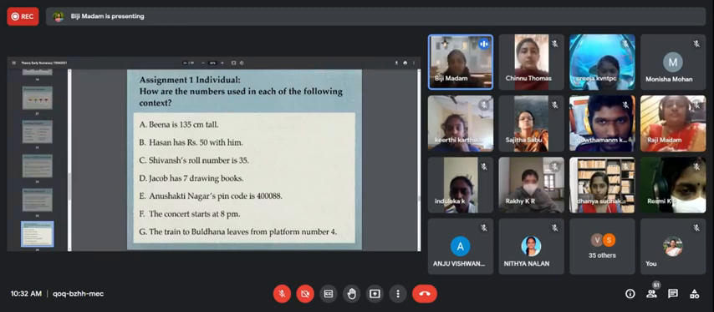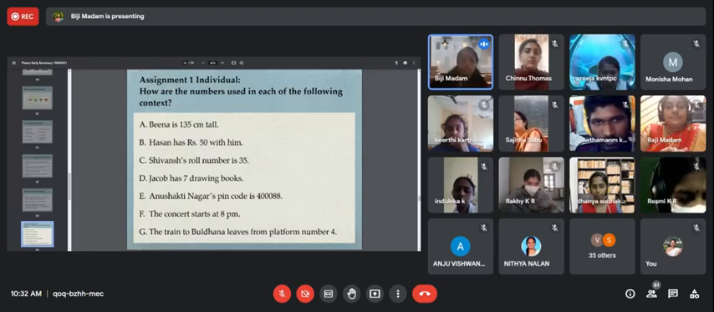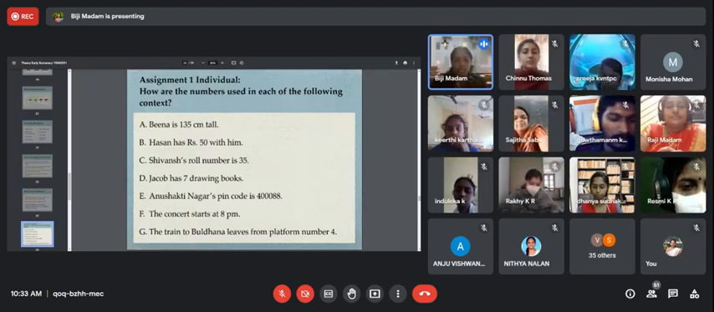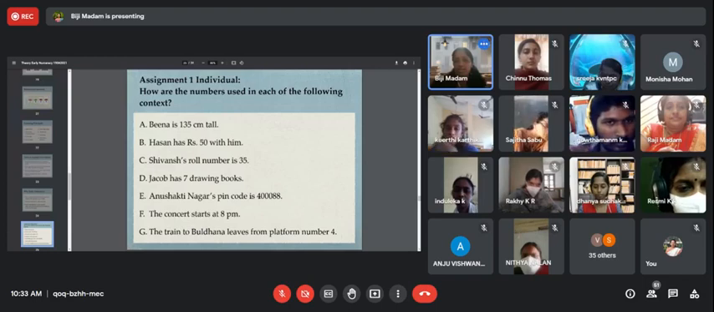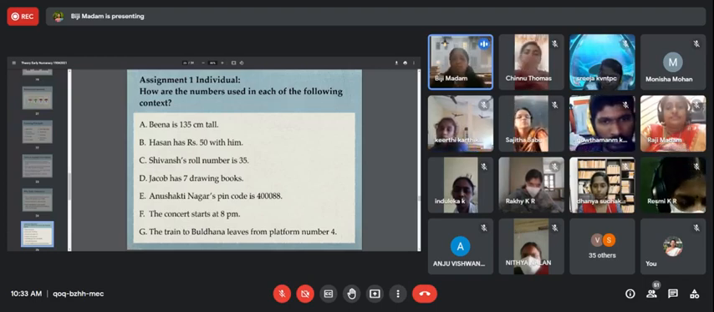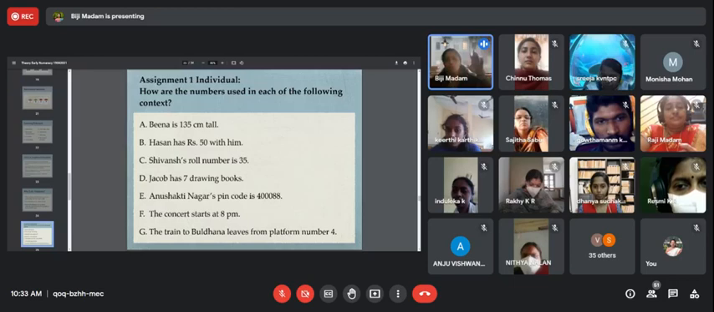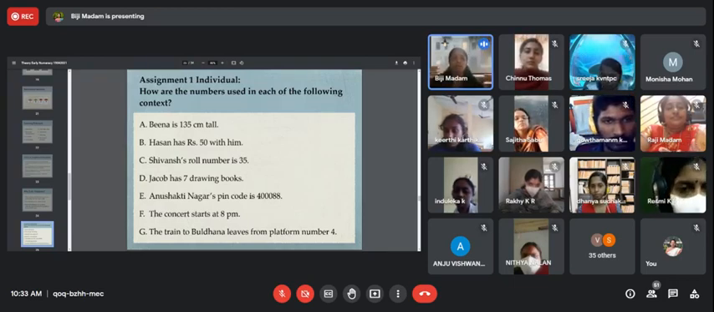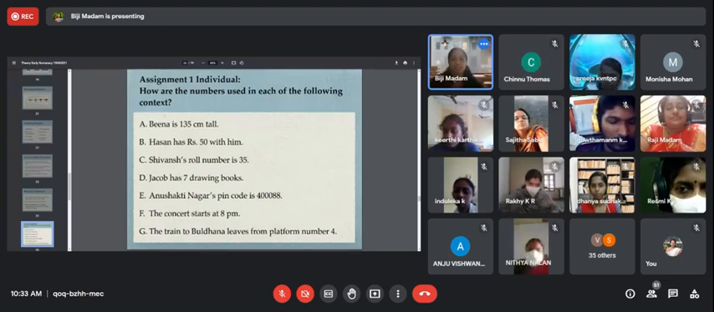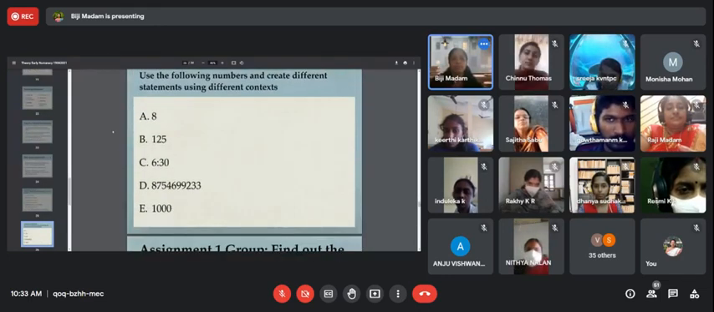So here I have given an assignment. You have to label them as a label or a measure, or how these numbers are used. You take any 7 numbers and use them in different situations. Like my door number is 37, so it is a label. So you can take any 7 numbers and make your own statements like this. Say here, 5 numbers I have taken, and you can make statements in any context.